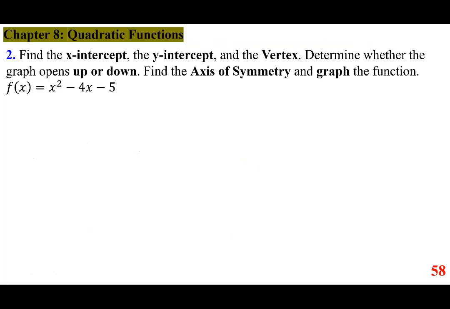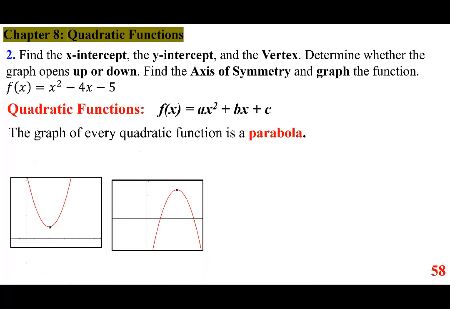We want to find the x-intercept, the y-intercept, the vertex, determine whether the graph opens up or down, the axis of symmetry, and so on. This is how you graph a quadratic function. So let's recap what we have learned about quadratic functions. Again, there are two forms: the vertex format from the previous page, or this one, in many cases called standard form, f(x) = ax^2 + bx + c.